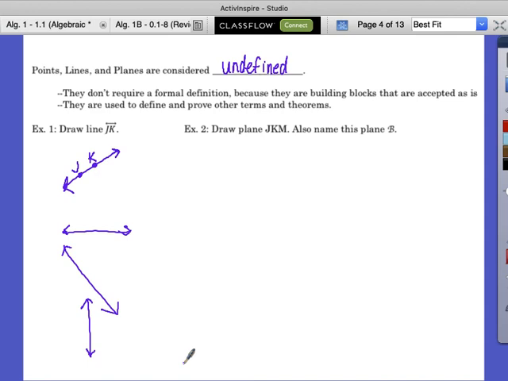Questions on that? Okay. Draw plane JKM. Also name this plane B. Okay? So any plane can be scripted in any letter? Yep, any letter can be scripted. So this one happens to be plane B in the script.